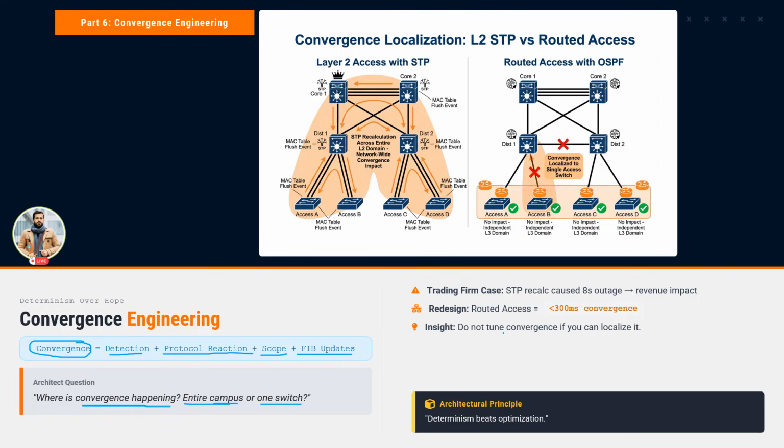Do you have an example of this going wrong? Trading firm. STP recalculation caused 8 seconds of outage. Revenue impact was significant. They redesigned with routed access, link state routing between layers, eliminated STP dependency in access. Result: convergence under 300 milliseconds. The insight here is, don't try to tune convergence if you can localize it instead. Determinism beats optimization every time.